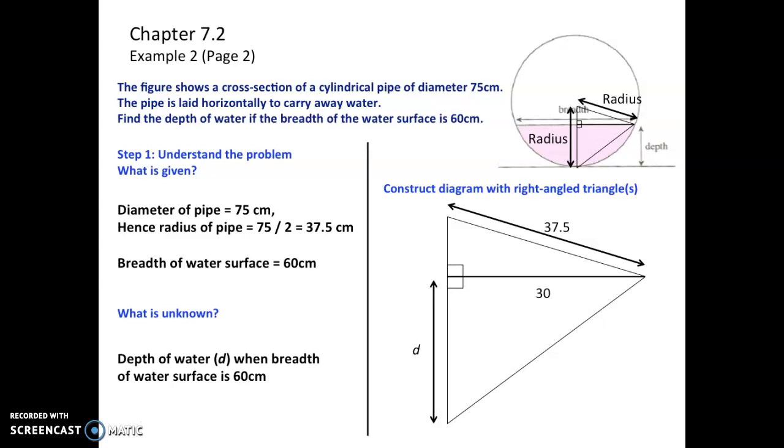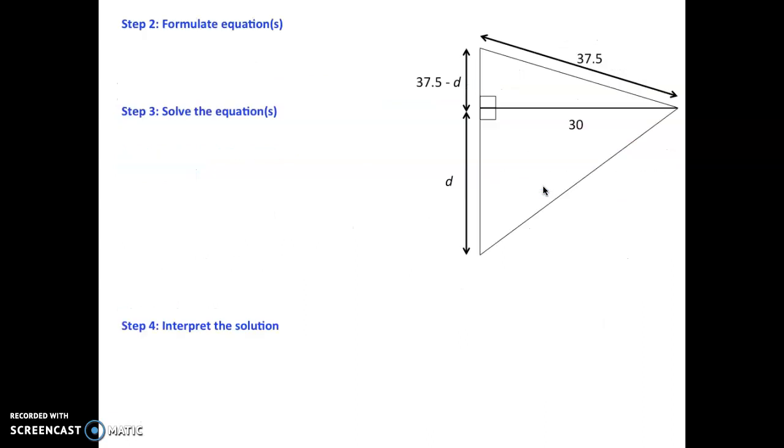We know that the depth is denoted by d, so we're just going to indicate it as d. And since vertically this is also the radius, I can say that the leftover short portion of this triangle is 37.5 minus d. So with this diagram, we will move on to formulating the equation.